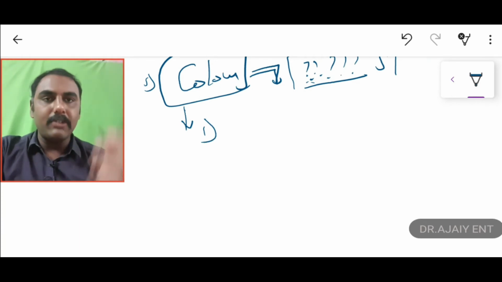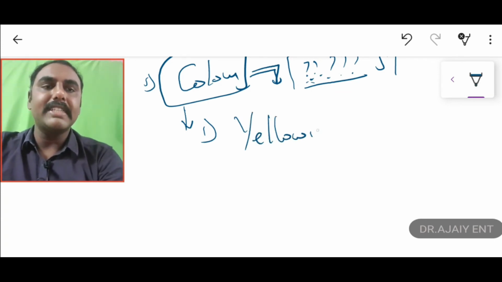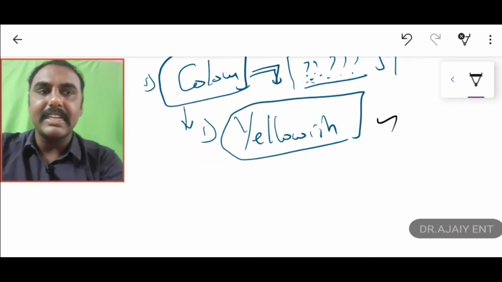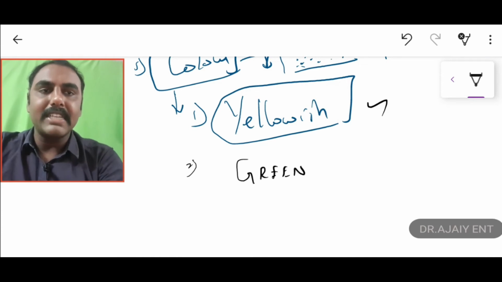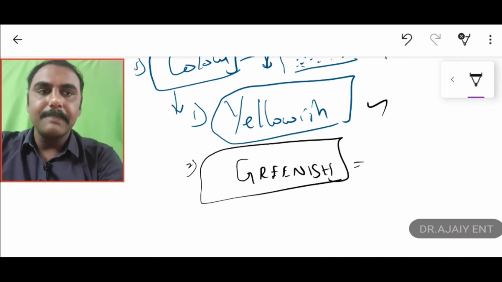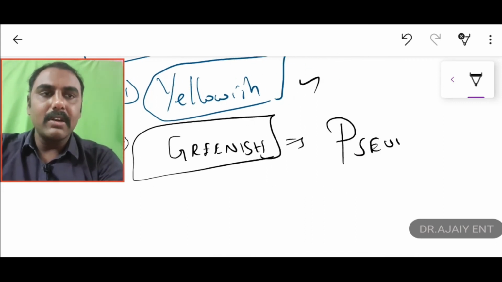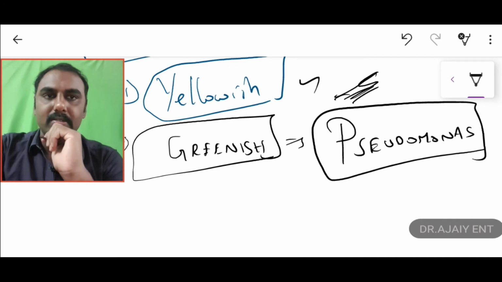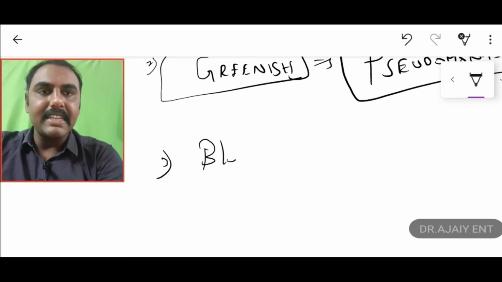Why? You need to ask the patient. Obviously, 90 out of 100 patients will say something around yellowish discharge. No issues with it. But if you say something like a greenish discharge, what are the conditions which can produce a greenish ear discharge? Think of an organism. What organism? Pseudomonas. If you see a greenish ear discharge, think of a Pseudomonas infection. Very, very important.